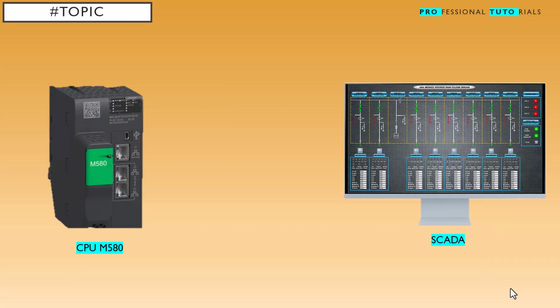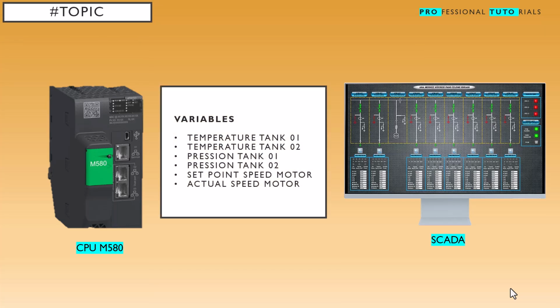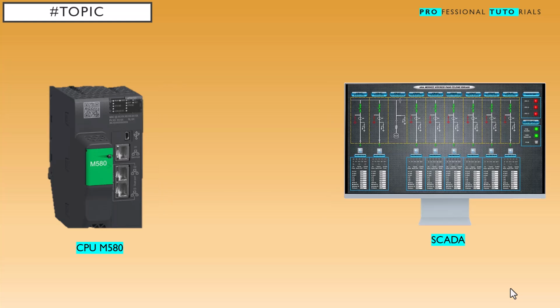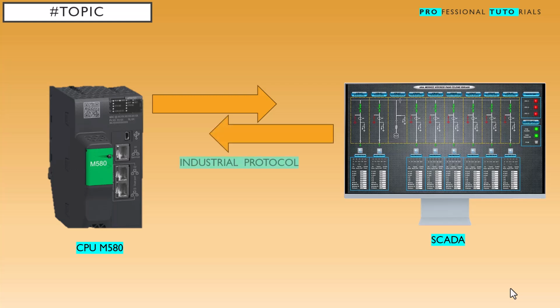So what is the topic of this video? Both CPU M580 and SCADA want to communicate with each other and exchange data. For example, we have 6 variables that the CPU wants to share with SCADA. So, when we talk about exchanging data, we should talk about a common communication protocol, so that both devices can talk the same language. So here, which protocol should we use?